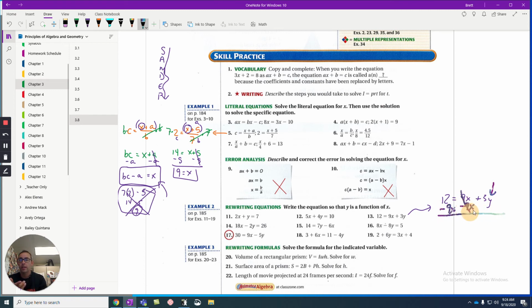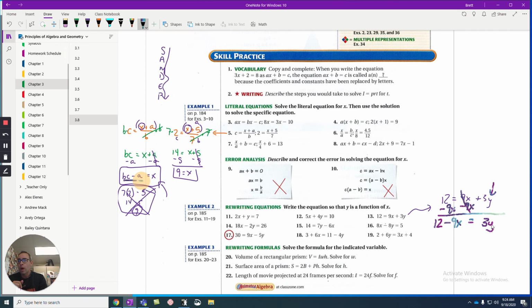Here, my 9x's are going to cancel. I still have a 3y on the right. On the left, what is 12 minus 9x? Because the 12 does not have an x and the 9 does, they can't be combined. So I'm going to take my 12 minus 9x. I'm not going to actually try to simplify that. That's like over here when we had bc minus a. I don't know what 12 minus 9x is, so I'm going to leave it.